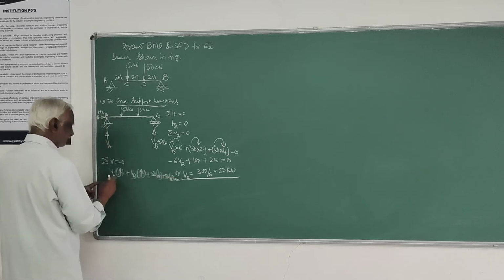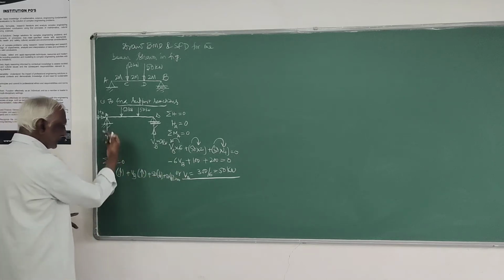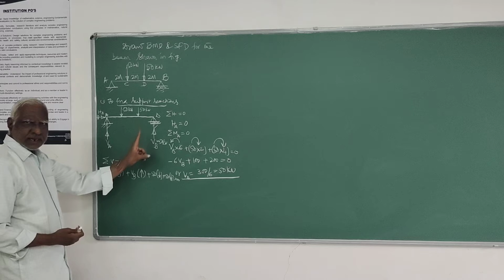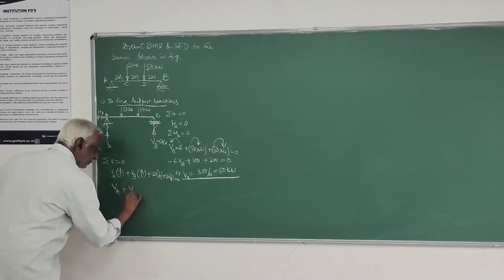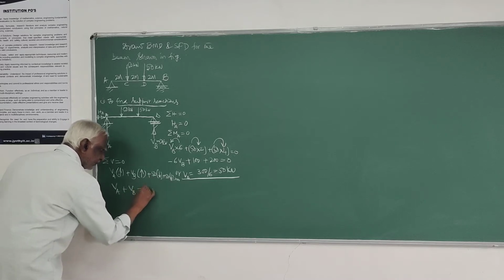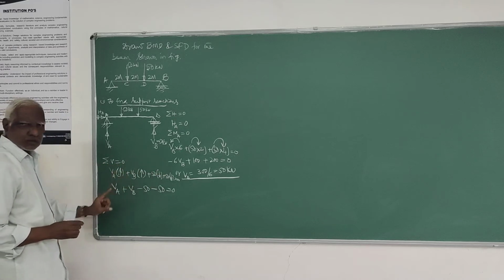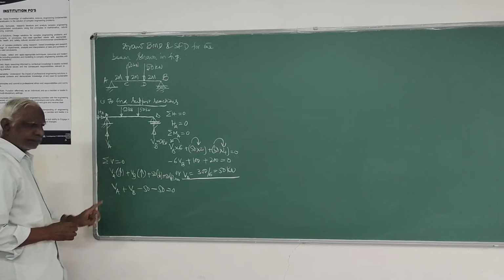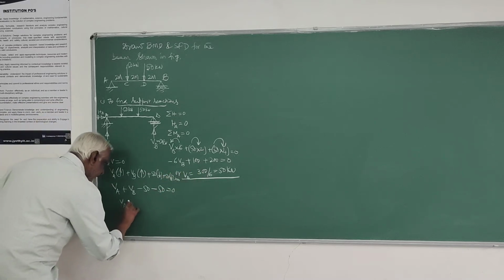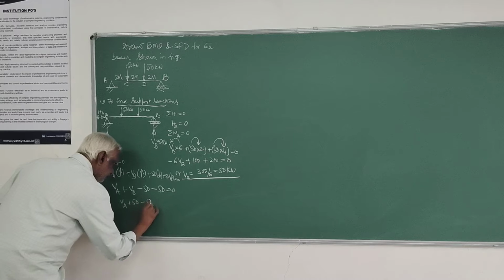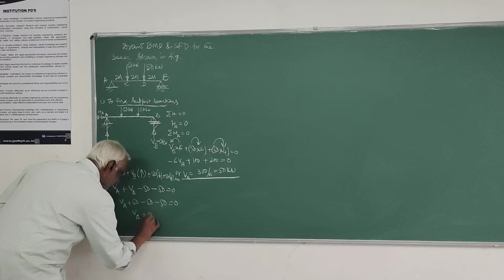The sum of all vertical loads is equal to 0. Now you attach a sign: all vertical loads acting up are positive, so this will be positive, this will be positive, this is negative, this is also negative. The sum of all vertical forces equals 0, with vertically upwards positive. VB you have determined, therefore VA plus VB minus 100 is equal to 0, so VA is also 50.